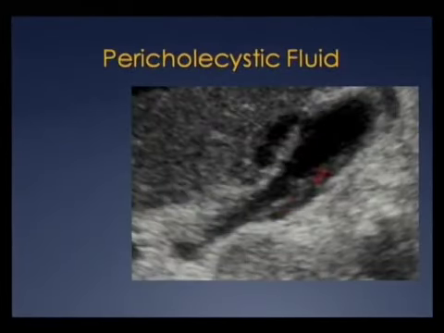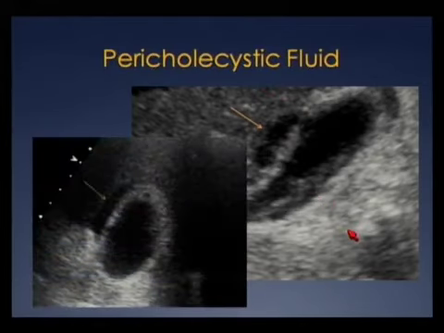Here's another patient, a sagittal image of the gallbladder with some pericholecystic fluid. And this can sometimes be hard, especially in patients with ascites. You don't know if this is maybe some loculated ascites, whether it's pericholecystic fluid. But remember that this can actually indicate gallbladder wall perforation. So it's important to correlate this with your clinical history and other findings in the ultrasound.